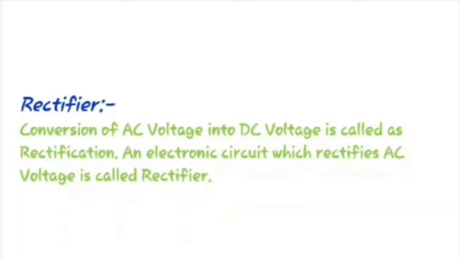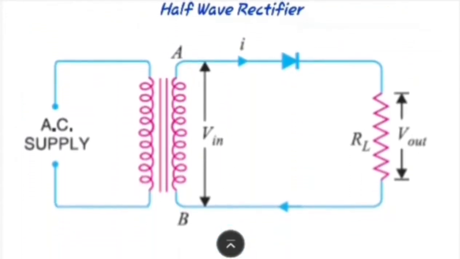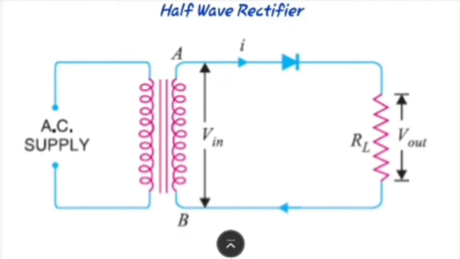Actually, there are two types of rectifiers we use. First one is half wave rectifier and the second one is full wave rectifier. We are going to study these two circuits one by one. We will start with half wave rectifier.